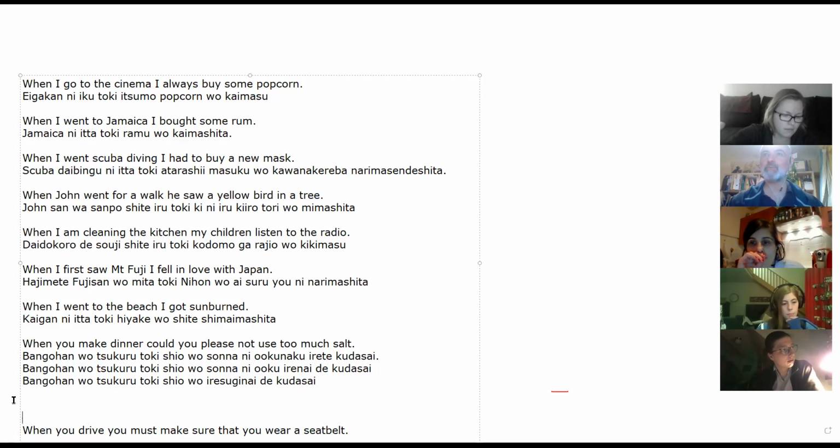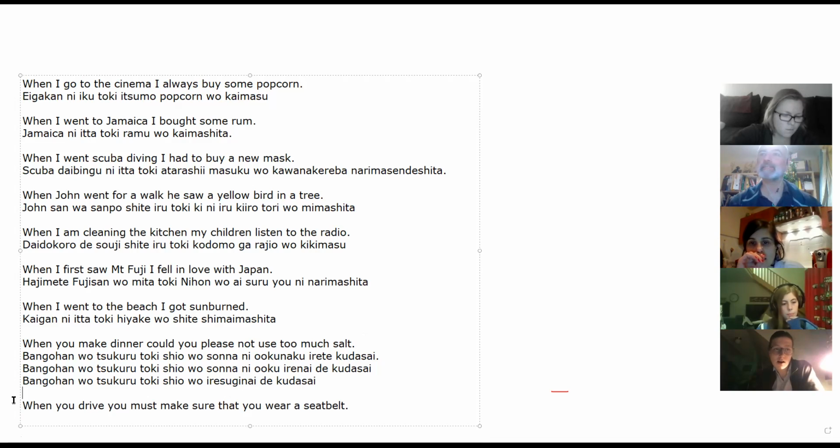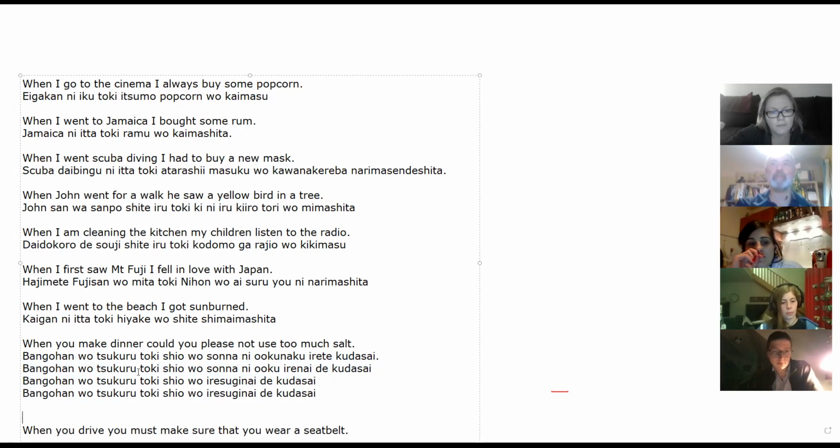How's your confidence with ようにする? More and more broken. Cool, good. So this is the one I want you to remember. If you're feeling particularly daring, this is a very direct order which says, now, don't use too much salt. But if you're saying in general, as a kind of habit going forwards, when you make dinner.